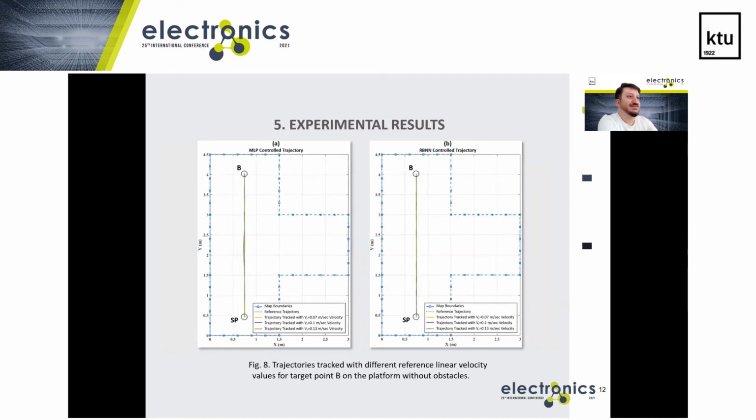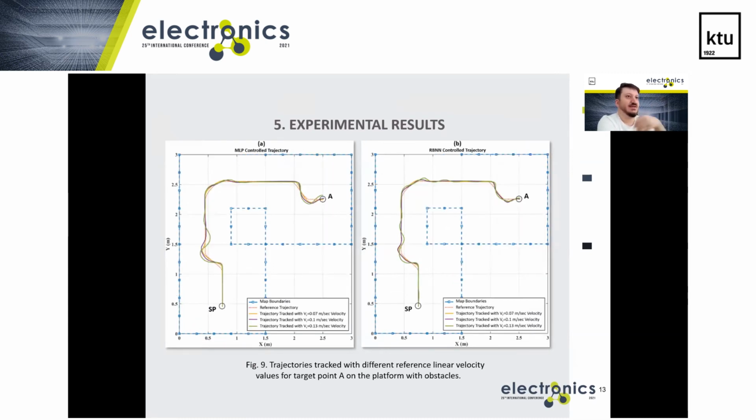Also in figure 8, we can see an easy path, a linear path. So we can just say the tracking performances of all gain parameters are similar, close and high. They track the path really successfully. But again, in figure 9, we can see the platform with obstacles for the target point A. And again, for a linear path, it is easy to track, but at turning points, oscillation starts. And as we can see, the RBNN controlled mobile robot heading oscillation is lower.